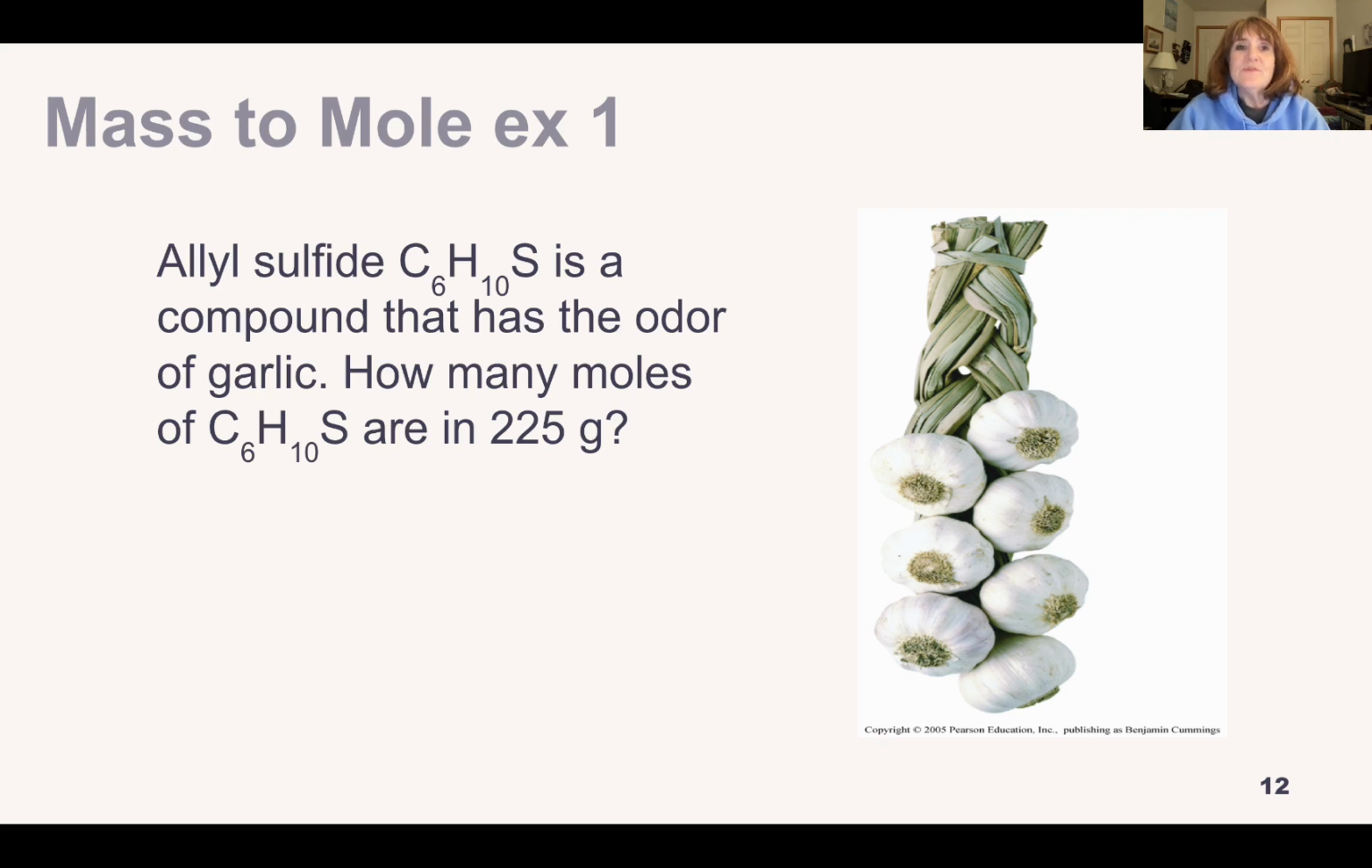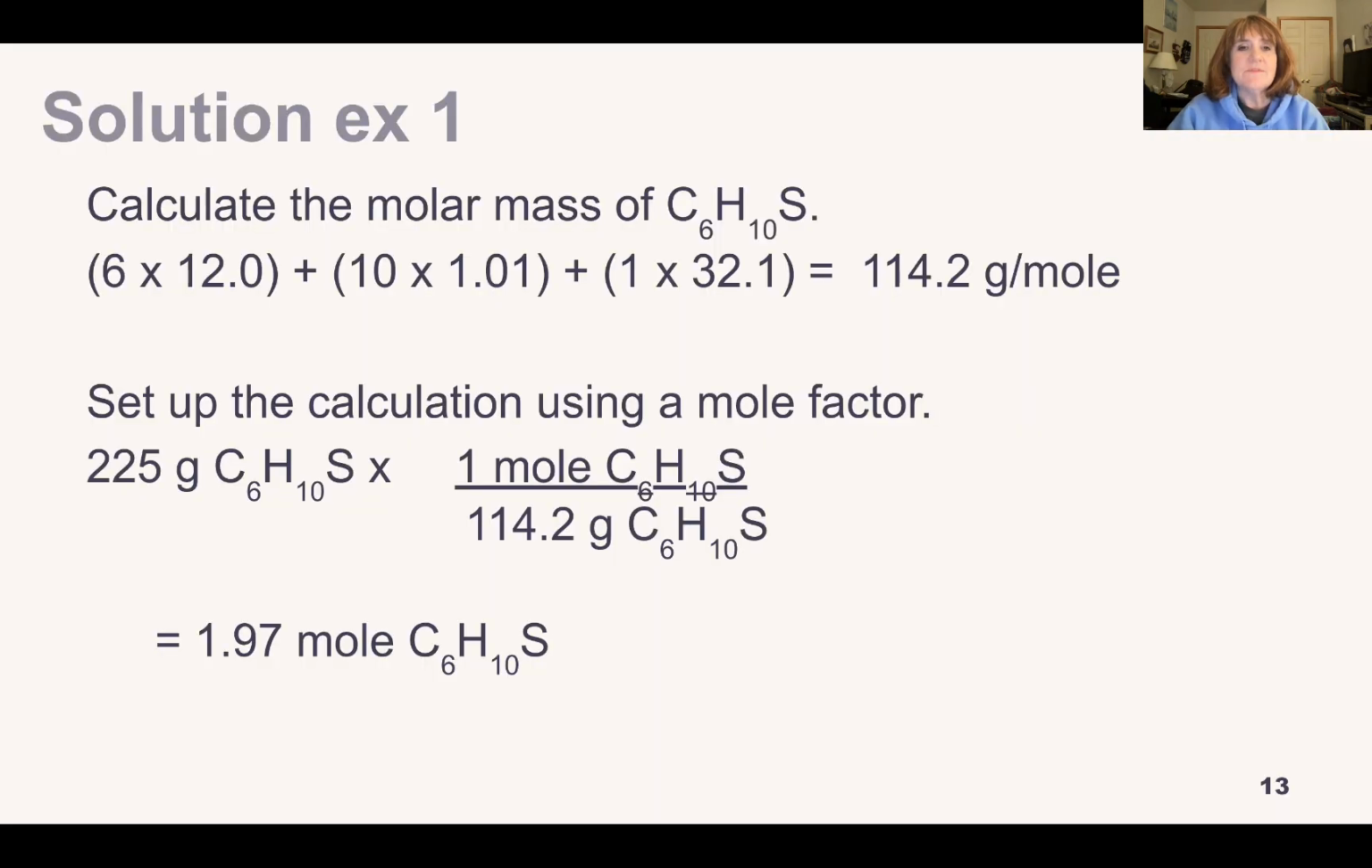Allyl sulfide, which is C6H10S, is a compound that has the odor of garlic. So how many moles would be in 225 grams? Again, we can find the formula mass or the molar mass of 114.2 grams per mole, and we set up our dimensional analysis to cancel grams and end with moles, and we end with 1.97 moles of C6H10S.